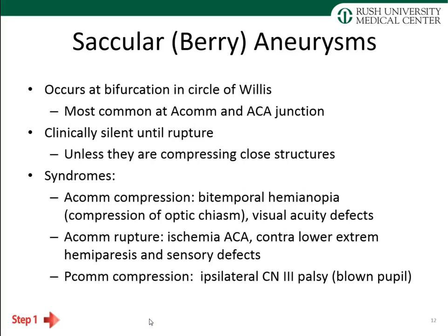A posterior communicating compression is very commonly tested, and it is associated with an ipsilateral cranial nerve 3 palsy. And if you remember from our gross brain lab, cranial nerve 3 sits right next to the PCOM. And so if you've got an aneurysm on the PCOM, it's very likely you're going to press on that nerve as it courses. Now, you want to make sure you remember that a cranial nerve 3 palsy is going to be associated with a blown pupil or a down and out eye.